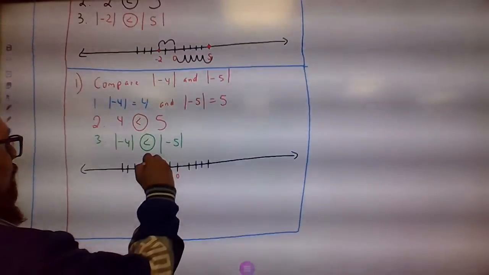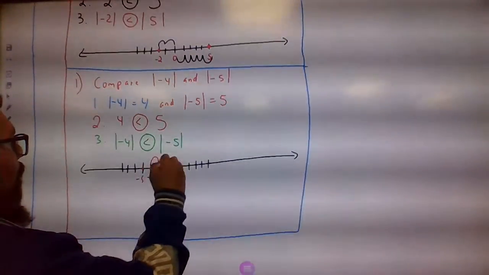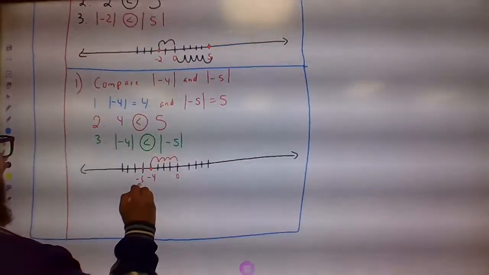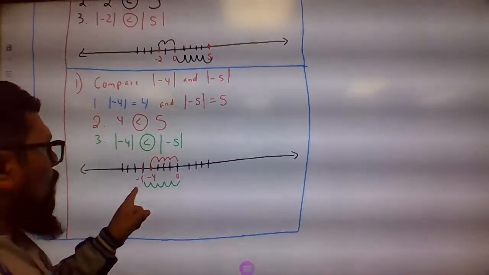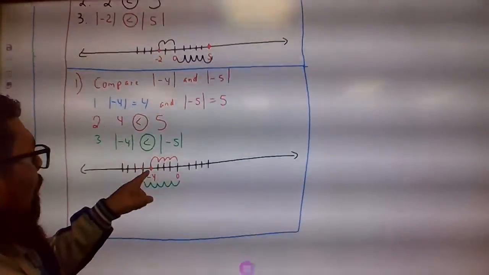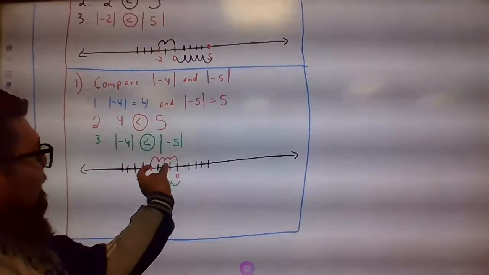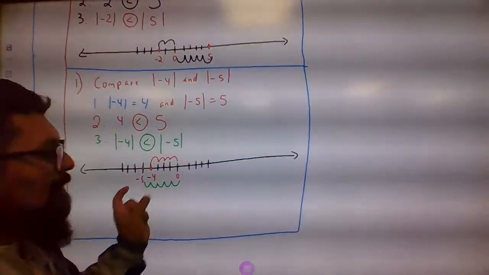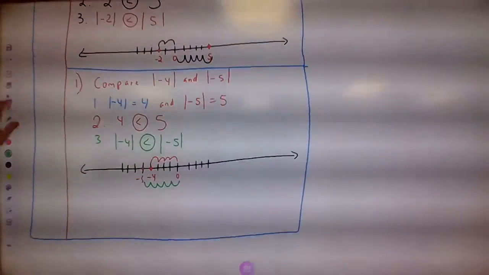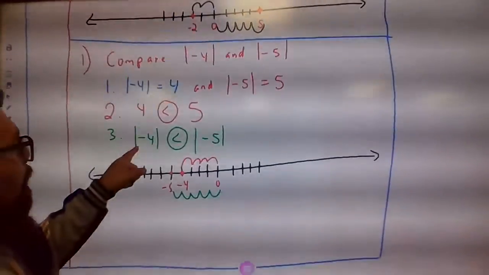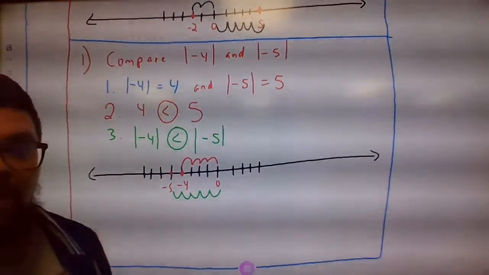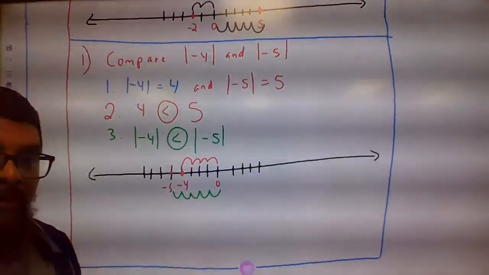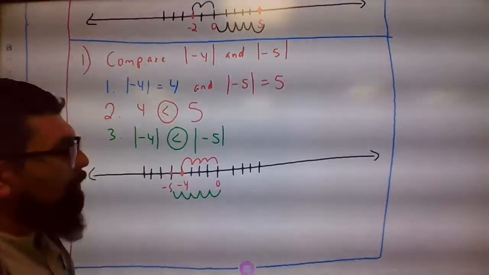So now let's go ahead and see. This is going to be 1, 2, 3, 4. And this bottom one's going to be 1, 2, 3, 4, 5. So it looks like the absolute value of -4, the distance, is smaller than this distance. So that is why the absolute value of -4 is smaller, less than the absolute value of -5. So we showed it with the number line. Now let's go ahead and do number 2 and number 3.